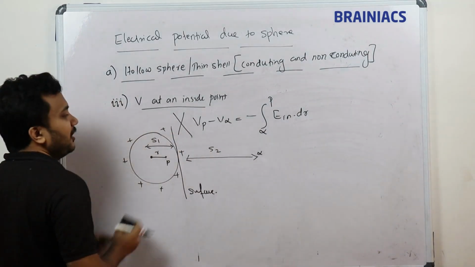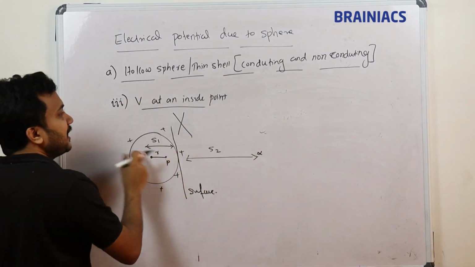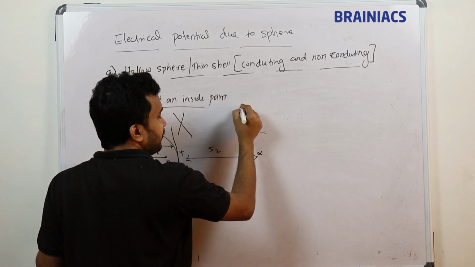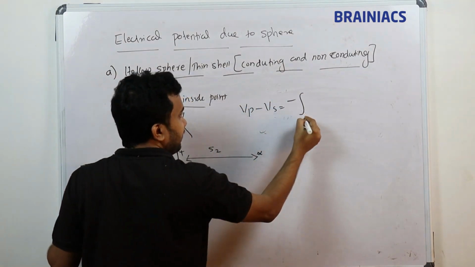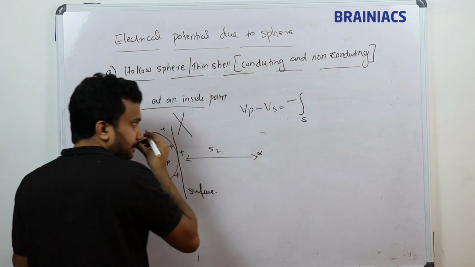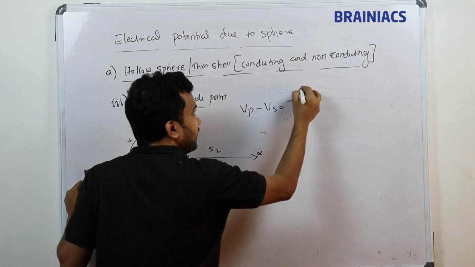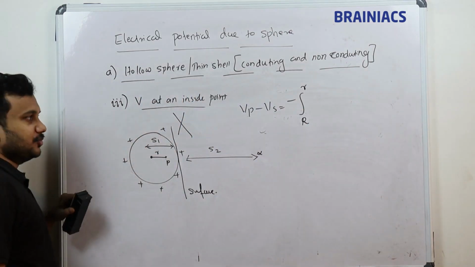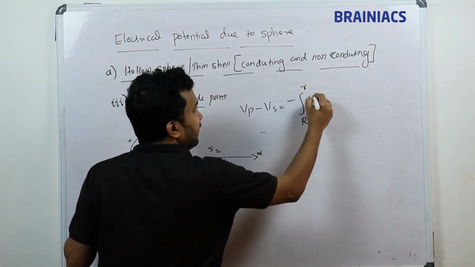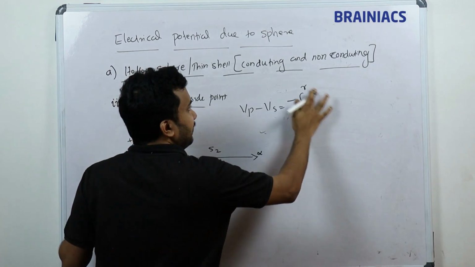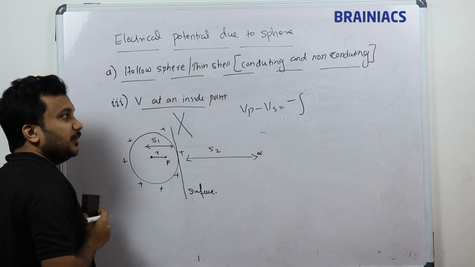Instead of that, we take another 2 points. What are the 2 points we are taking? We are taking the surface and the inside point, so we are moving from the surface to the inside. Which means Vp minus V surface will be equal to minus the integral from the surface to P. The surface is at a distance of capital R, and the inside point is at a distance of small r. So from surface to P we have to apply the limits, and we know the electric field intensity.